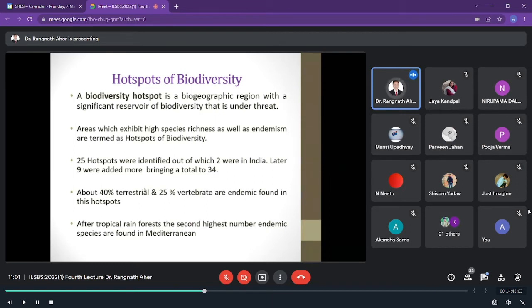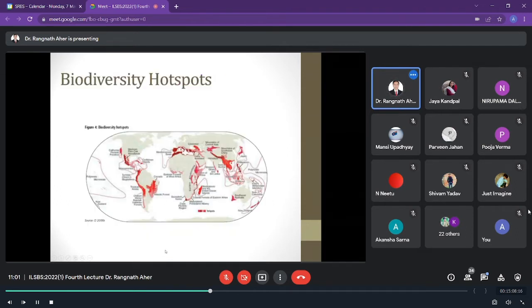25 hotspots were identified, out of which 2 were in India. Later 9 more were added, bringing the total to 34. About 40% of terrestrial plants and 25% of vertebrates found in these hotspots are endemic. After tropical rainforest, the second highest number of endemic species is found in the Mediterranean region.